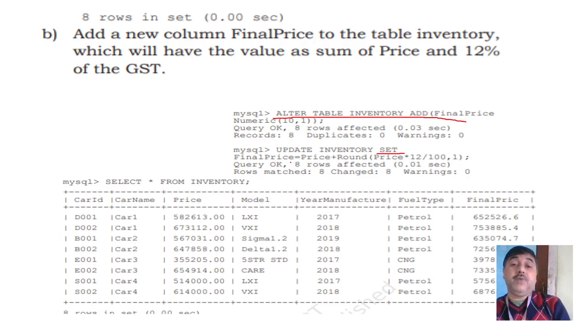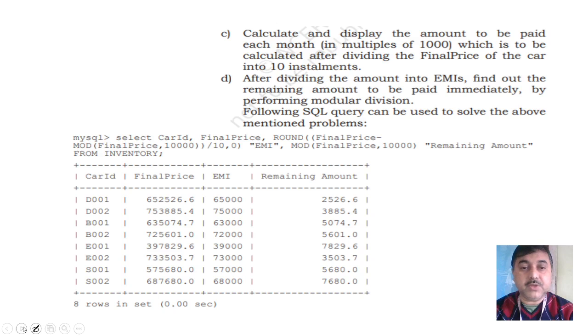I'll show you final price equals price plus round of price times 12 divided by 100, comma 1. So this is what we have. That means this column was not there. We are first creating the column, and then we are implementing that column, so the price will become the final price.